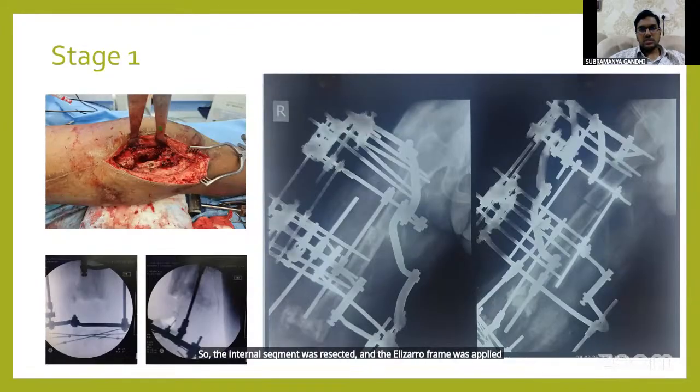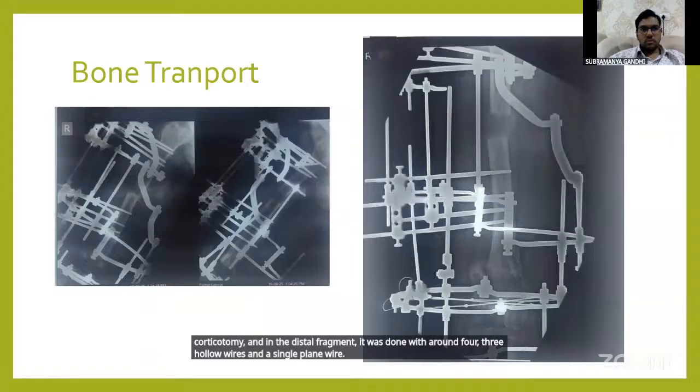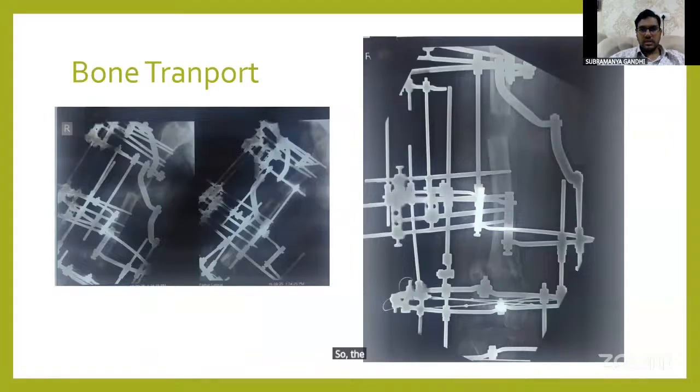with 4 Schanz pins proximal to the corticotomy and 4 Schanz pins distal to the corticotomy. And in the distal fragment, it was done with around 3 olive wires and a single plain wire. So the bone transport was in progress, as we can see here.